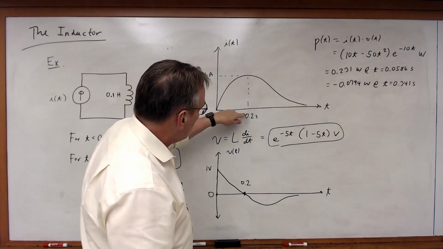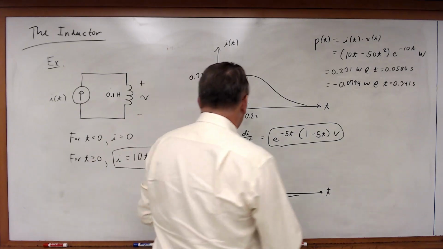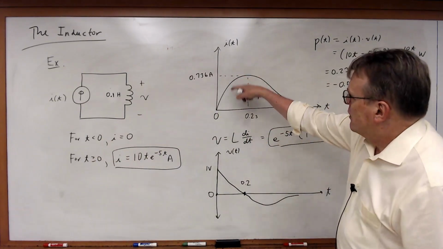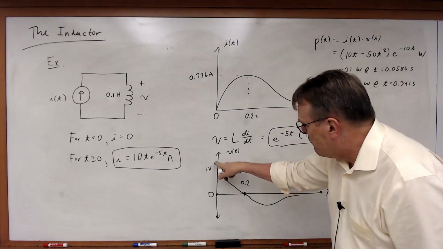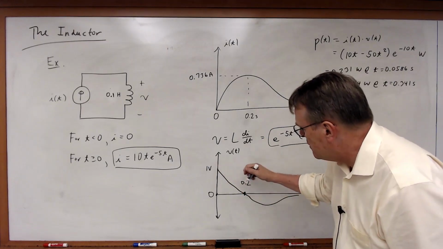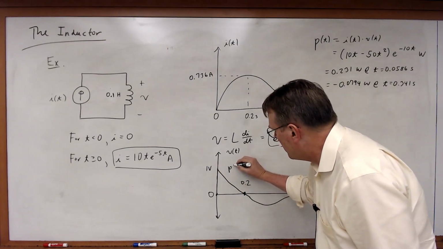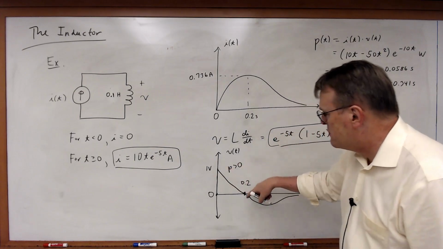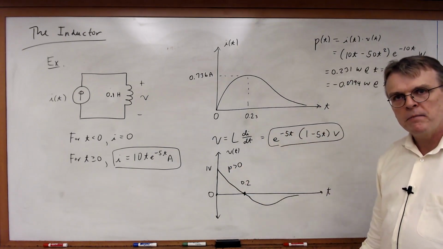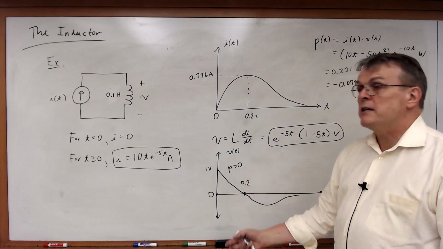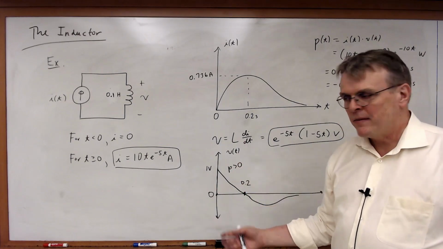So what this is telling us is we're going to maximize our positive power, power being absorbed, somewhere in this region. If you look at this, the current's always positive. The voltage is positive from 0 to 0.2. So we have positive power in the region of 0 to 0.2 seconds. This is when the inductor is absorbing energy.